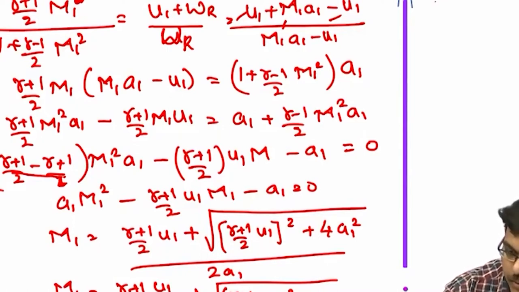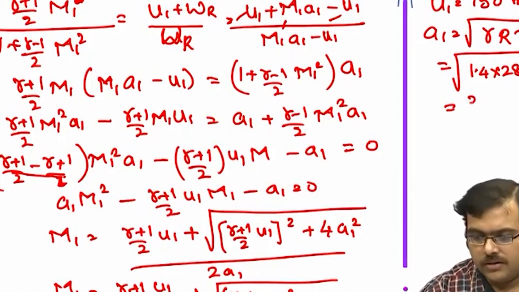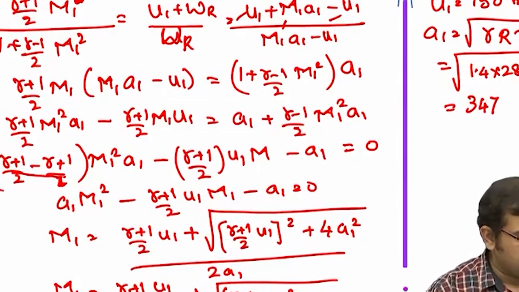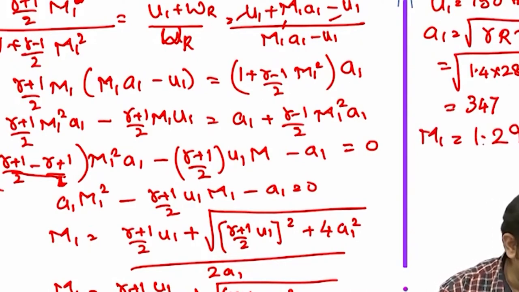Now in this we know U1 is known, 150 meter per second. A1 is square root of gamma R T1 for air, 1.4 times 287 multiplied by 300. This value is known, it is coming close to 347, and you can solve this now. You can substitute these values here and find out what is M1. M1 turns out to be 1.29.